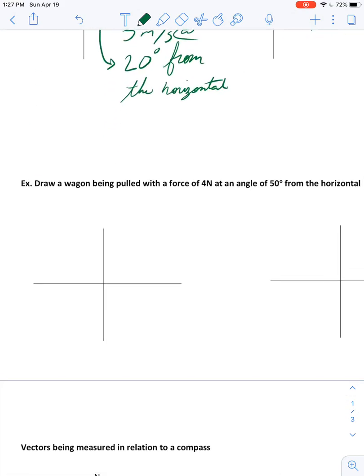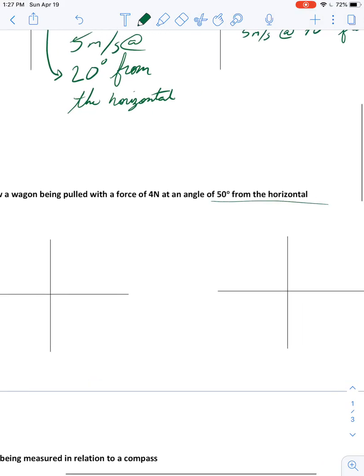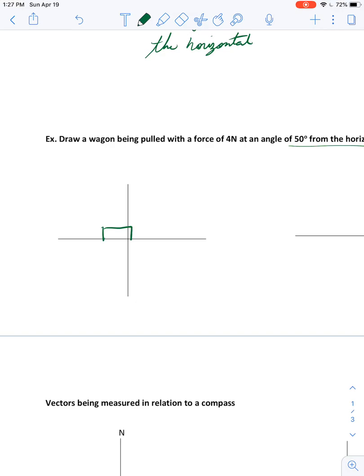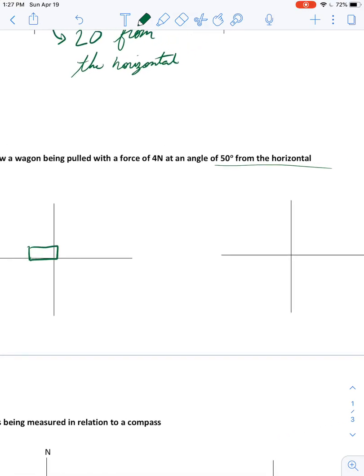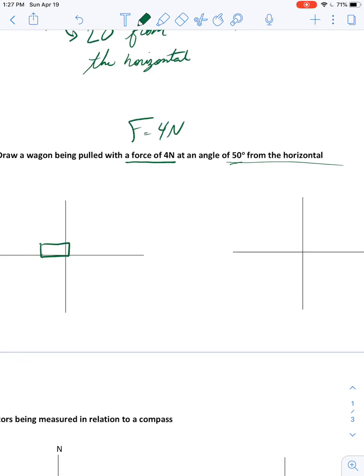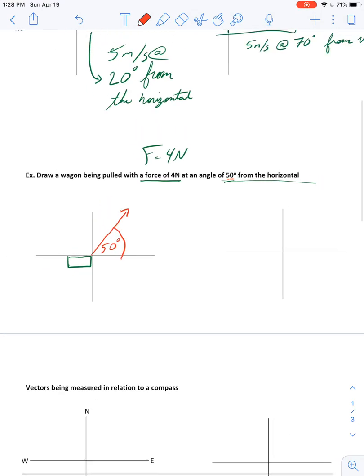Well, let's look at an example. If we have a wagon here, and it's being pulled with a force of 4 newtons. Remember, force is measured in newtons, at an angle of 50 degrees from the horizontal. So let's assume that it's in this quadrant. So our force comes up with an angle of 50 degrees. I'm actually going to move this so that it's better aligned. There we go. 50 degrees from the horizontal. So that would be how we draw that.